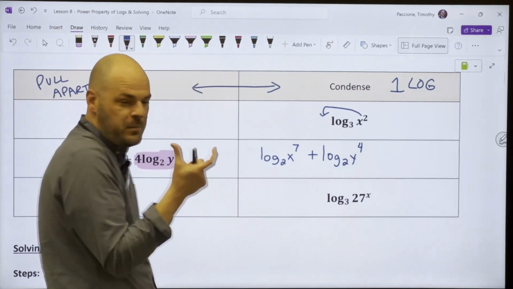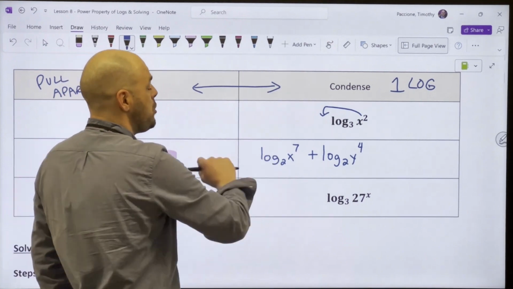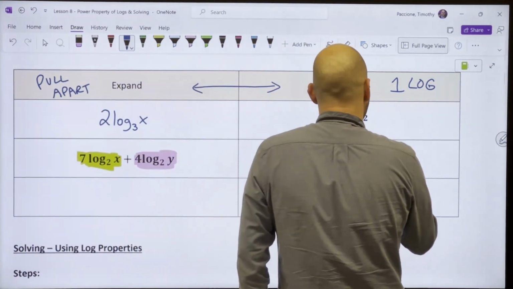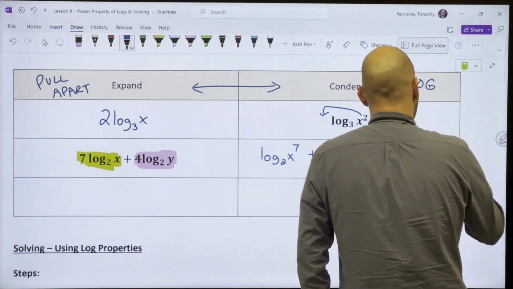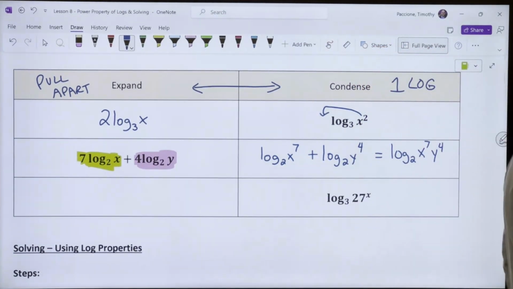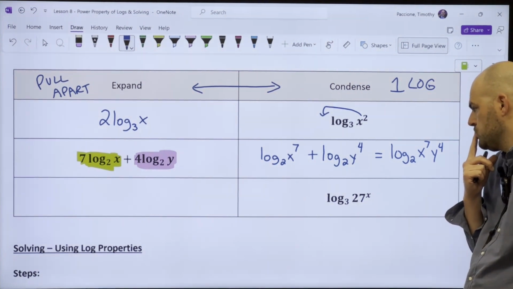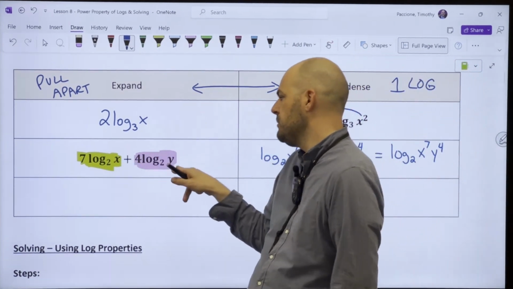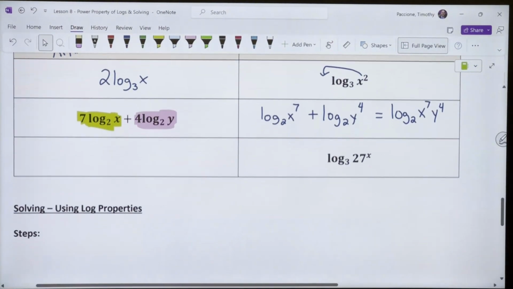Now that I condensed each individual log, I think about if I can bring them together. Now they're the same base, so I can. Addition on the outside means multiplication on the inside. So this becomes 1 log base 2 of x to the 7th times y to the 4th. Question: I originally did it as 28 log base 2 of xy. Would that work? No, because they're not the same variable, x and y. So just be careful that you have like variables.